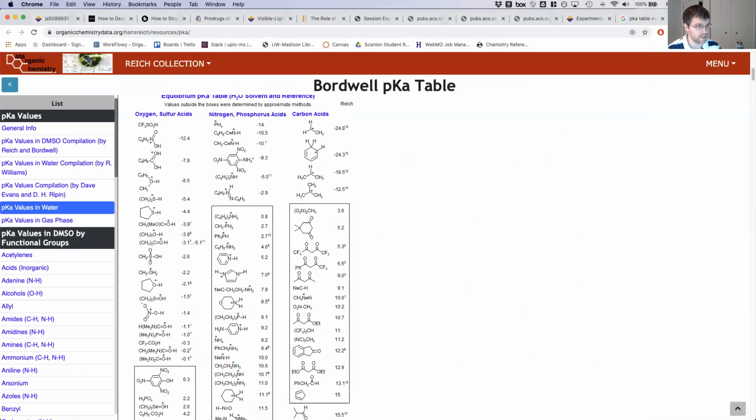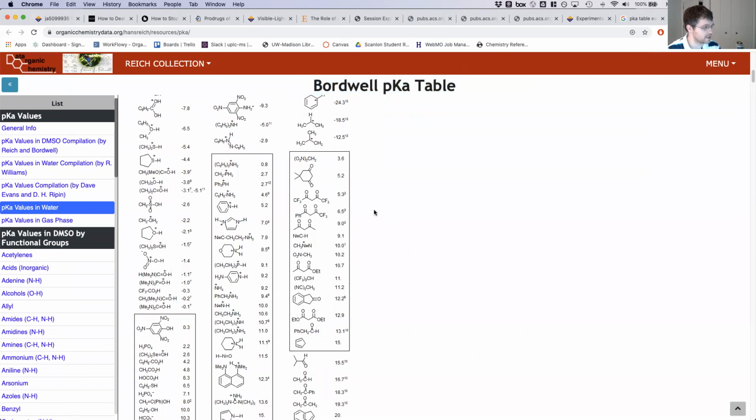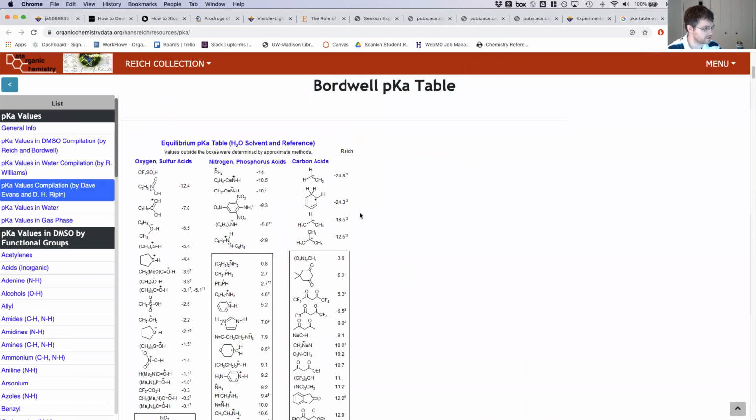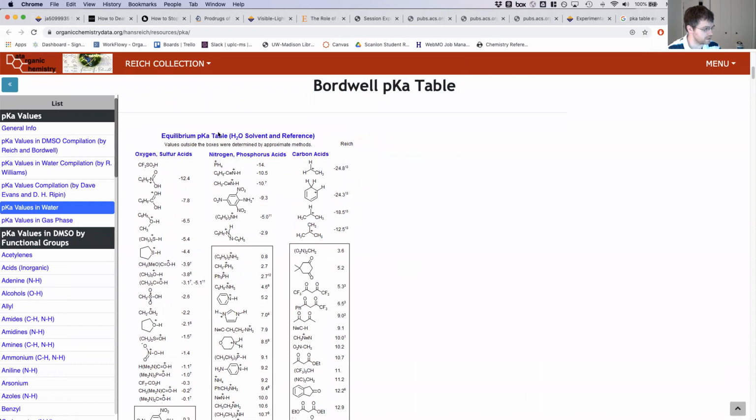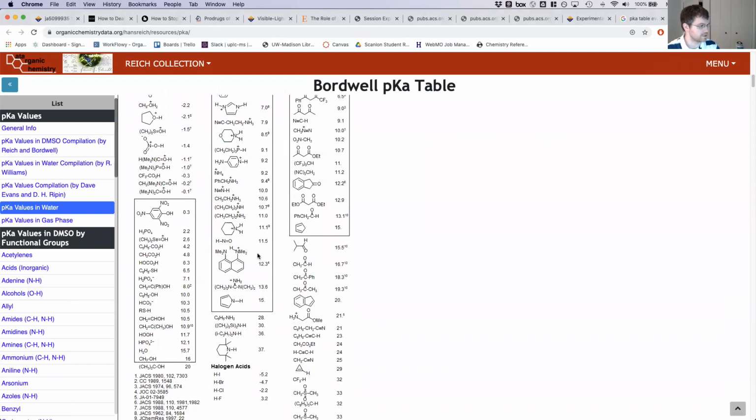So I've got my internet browser open behind us. There are several resources. You could search the Bordwell pKa table. This has got many different groups. You can see some of these things that we had mentioned before. So this is the equilibrium pKa with H2O as a solvent. These things demonstrate a lot of solvent effects, but here's the pyridine that's been protonated at 5.2. So I think I said 5. Maybe a subtle difference, but you can get an idea.